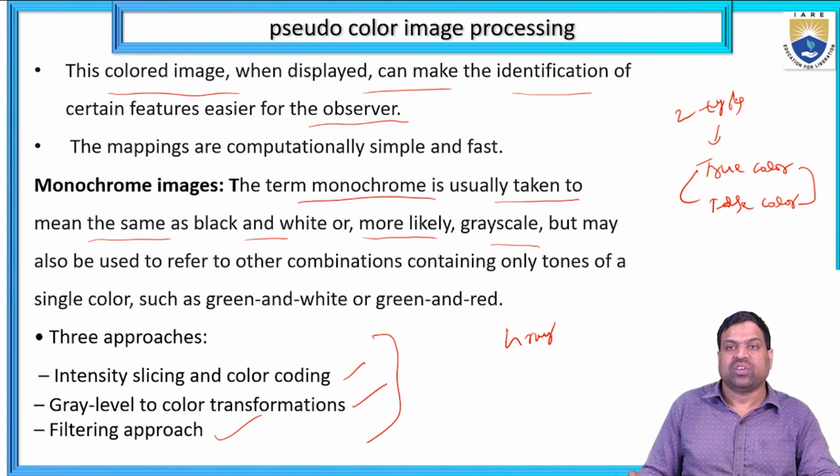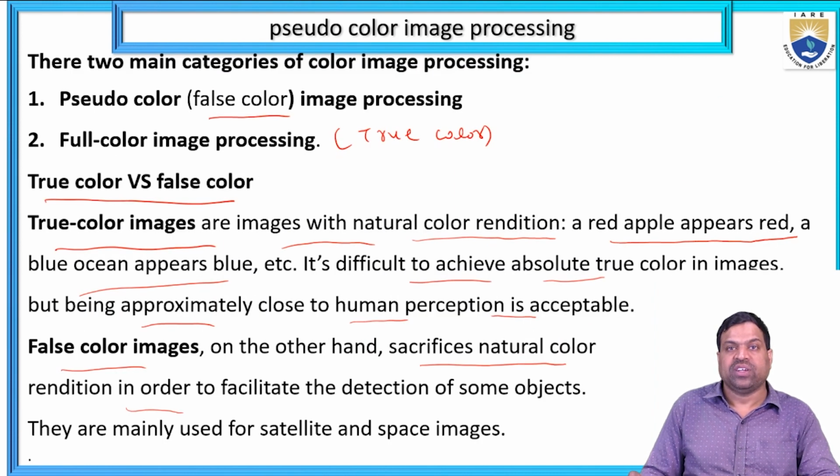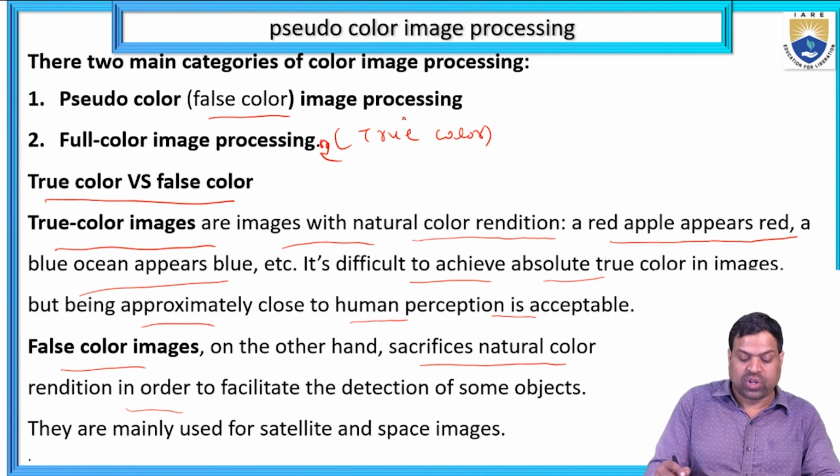The mappings are computationally simple and fast. Monochrome images are usually taken to mean the same as black and white, likely grayscale, but may also refer to other combinations containing only tones of a single color, such as green and white or green and red. Thus, three approaches are intensity slicing and color coding, gray level to color transformation, and filtering approaches. And two main categories are there: pseudo color or false color image processing, and full color or true color image processing. So what is true color versus false color?